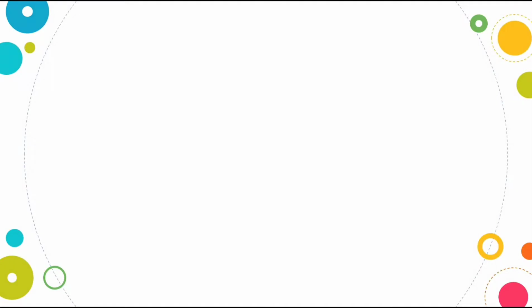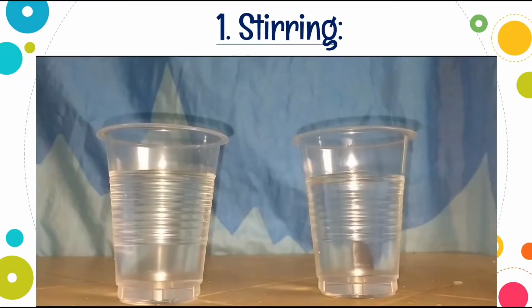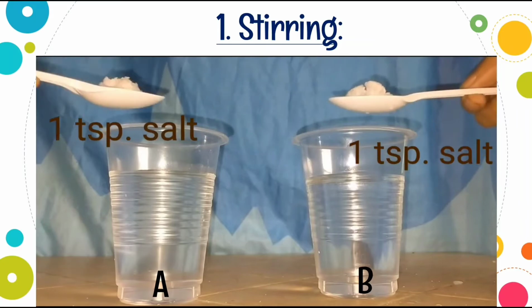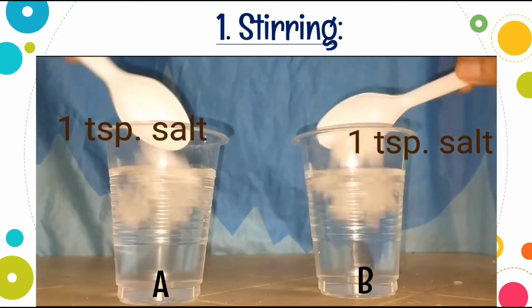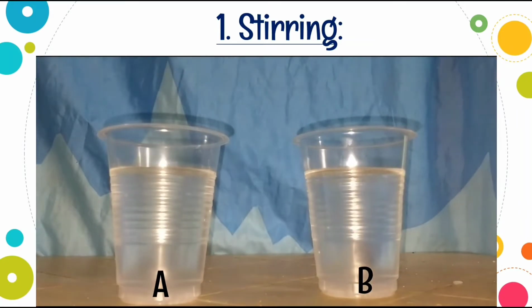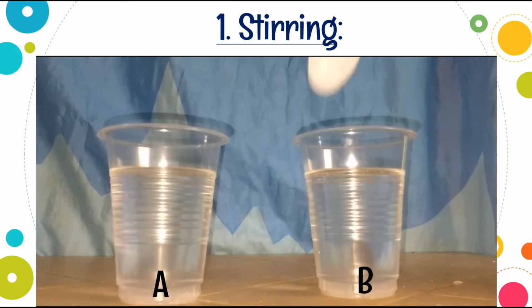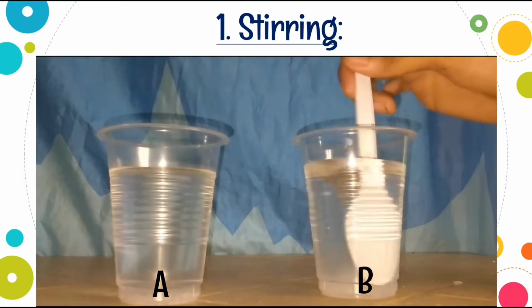These are: number 1, stirring. Look at the activity showing the effects of stirring on the solubility of the salt. The 2 cups A and B contain the same amount of water, and the same amount of solute was added. We will not stir cup A, but cup B will be stirred. Let's observe what will happen.